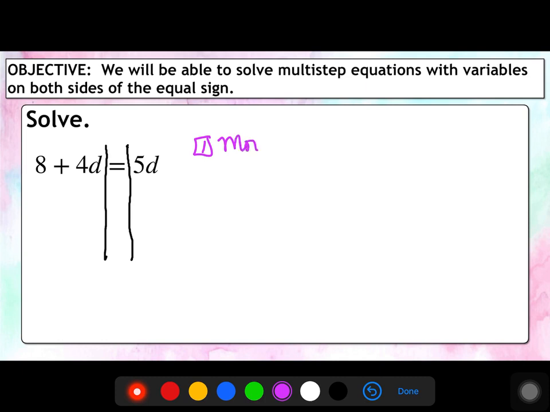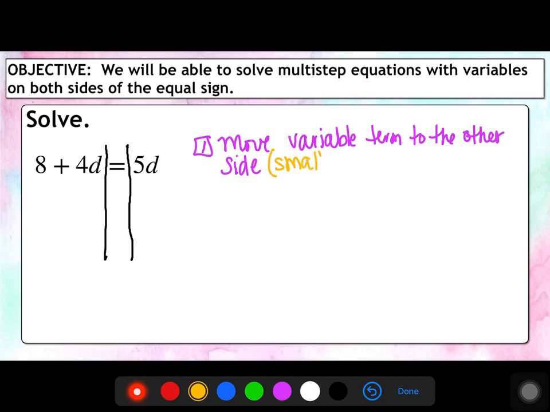But we do need to move, so we are going to move one variable term to the other side. That's what I'm going to do. I'm going to move a variable term to the other side, and this is what I meant by smaller to bigger. Here's what I mean by that. I have a 4D and I have a 5D. 4 is smaller than 5, so I'm going to move the 4 over here to where the 5 is on the right side.